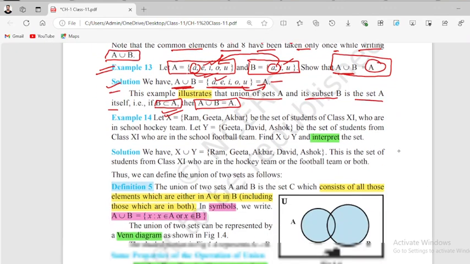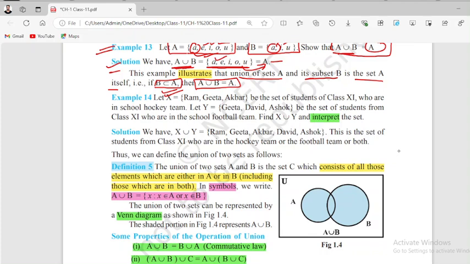Now let us understand another example. Set X is equal to {Ram, Geeta, Akbar}, the set of students of class 11th who are in the school hockey team. Let Y be {Geeta, David, Ashok}, the set of students from class 11th who are in the school football team. Find X union Y and interpret the set. So that is the solution.